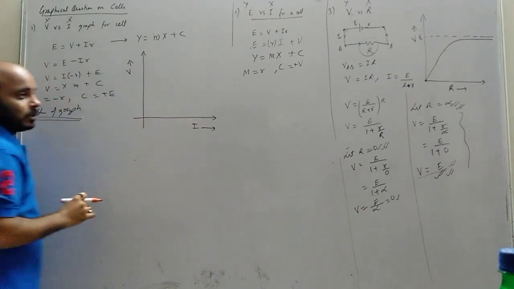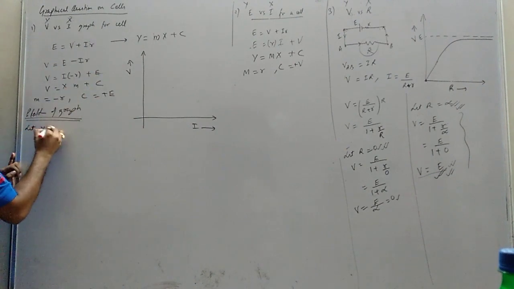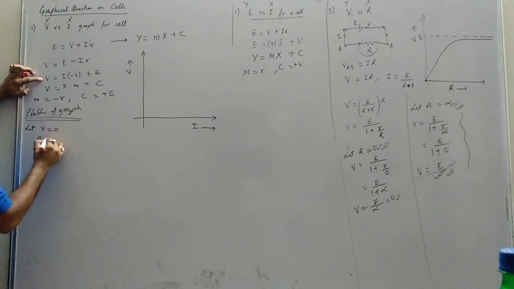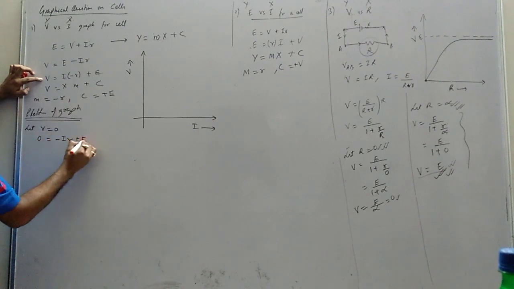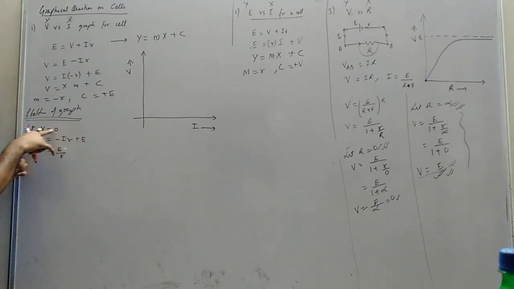On the x-axis the y-coordinate is 0, right? So make the y-coordinate 0. Let the y-coordinate V be 0. Where will you put it? Put it in this equation. So 0 equals minus IR plus E. So what is I? Minus E by minus R, that is E by R.